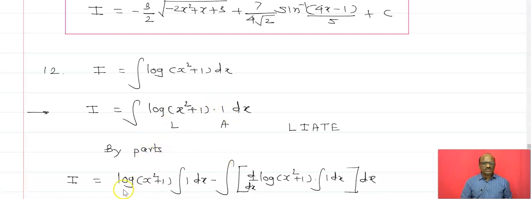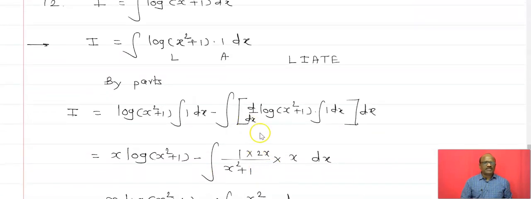That is first function, so I is equal to log of in bracket x square plus 1 integral 1 dx minus integral of the d by dx of log of x square plus 1 into integral of 1 dx, bracket complete, into dx. That is log of x square plus 1 times integral of 1 dx, which is x, minus integral of the derivative of log of x square plus 1. It's a derivative of 1 upon x square plus 1 into the derivative of x square plus 1. It's a composite derivative, 1 upon x square plus 1.